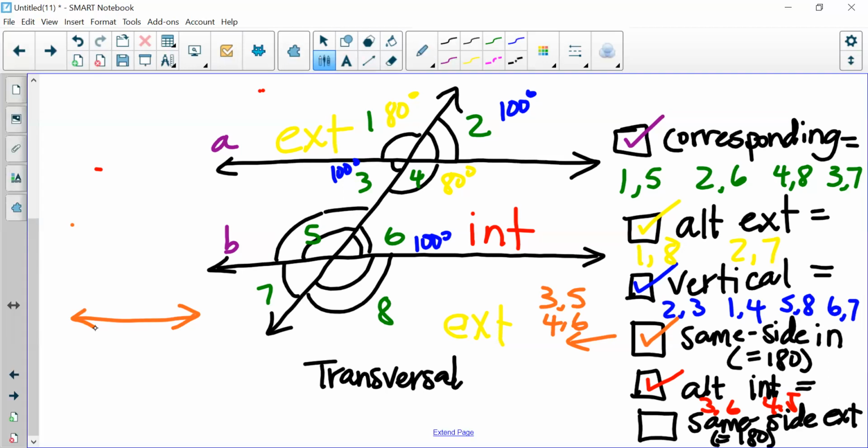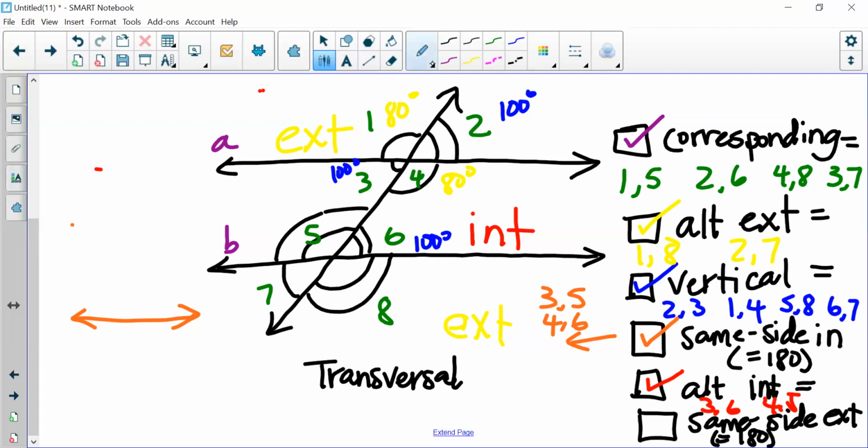Y'all, the reason that angle 3 and angle 5 are same side interior, the reason that they're supplementary, like y'all said, so y'all got to that before I got to that, the reason that they are supplementary is because those two angles make a straight angle or a straight line, okay? Same for angle 4 and angle 6. But if you cover up the bottom half of this, look at angle 3 and angle 5. What type of line is this right here? The straight line, okay?